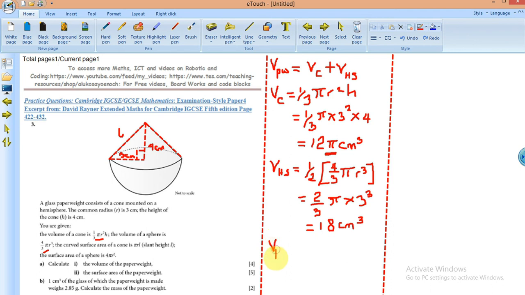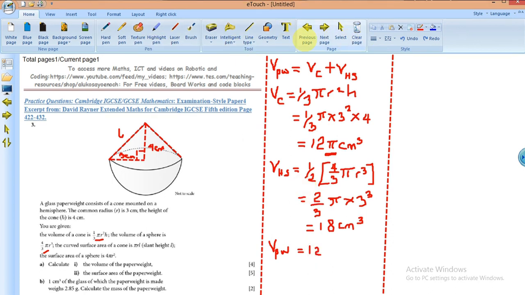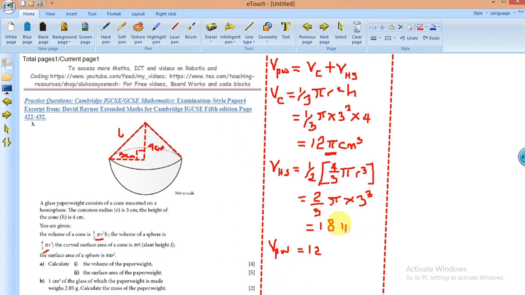Okay, now the volume of the paperweight, based on the formula we have, will be the volume of the cone, and that is 12 pi plus the volume of the hemisphere. Sorry about that, something is missing there. Where's my eraser? So this is actually 18 pi. So 12 pi plus 18 pi, everything is cubed. Okay. Sorry about that. So that is the volume of the paperweight. That will be 30 pi.